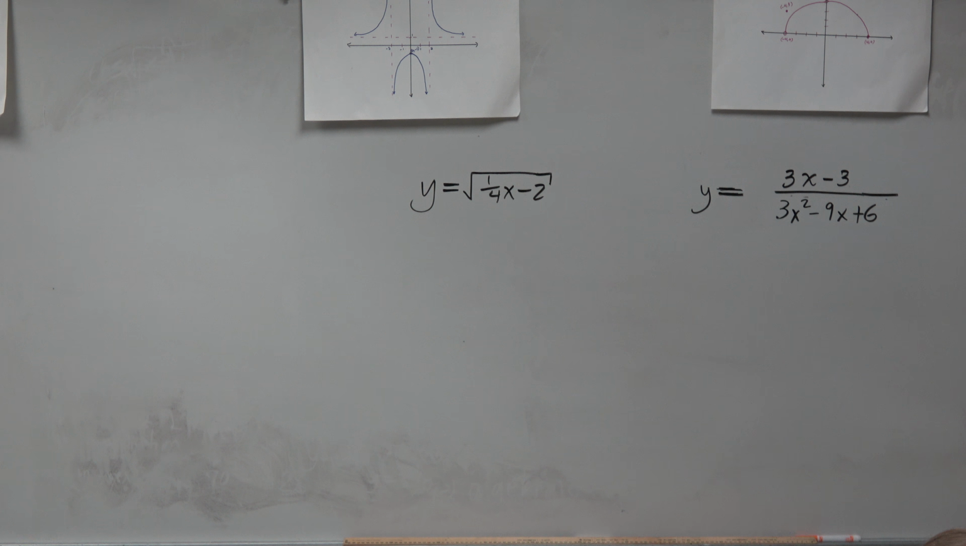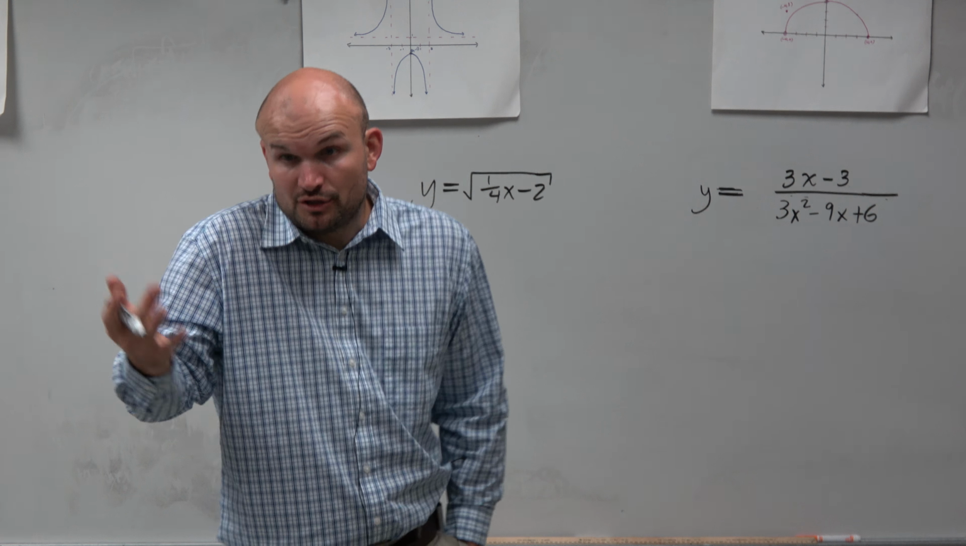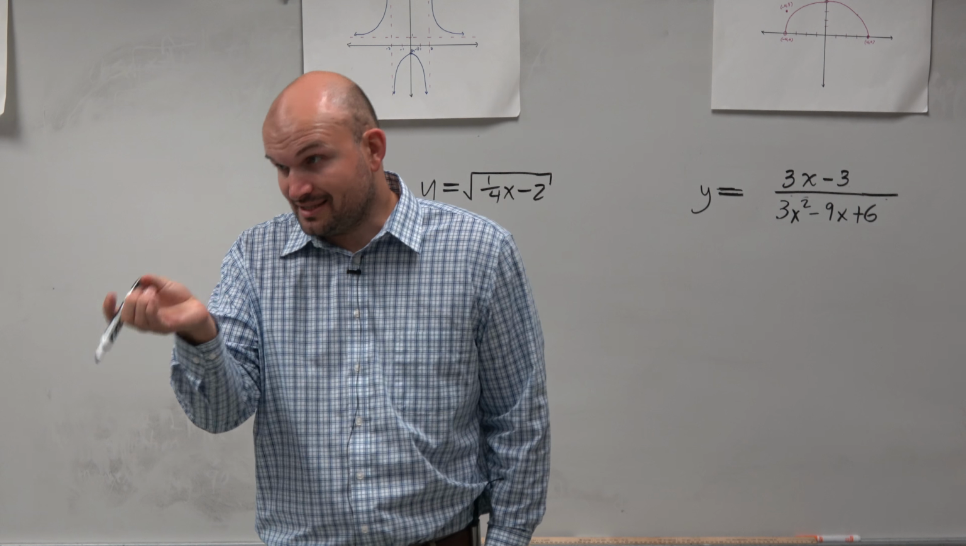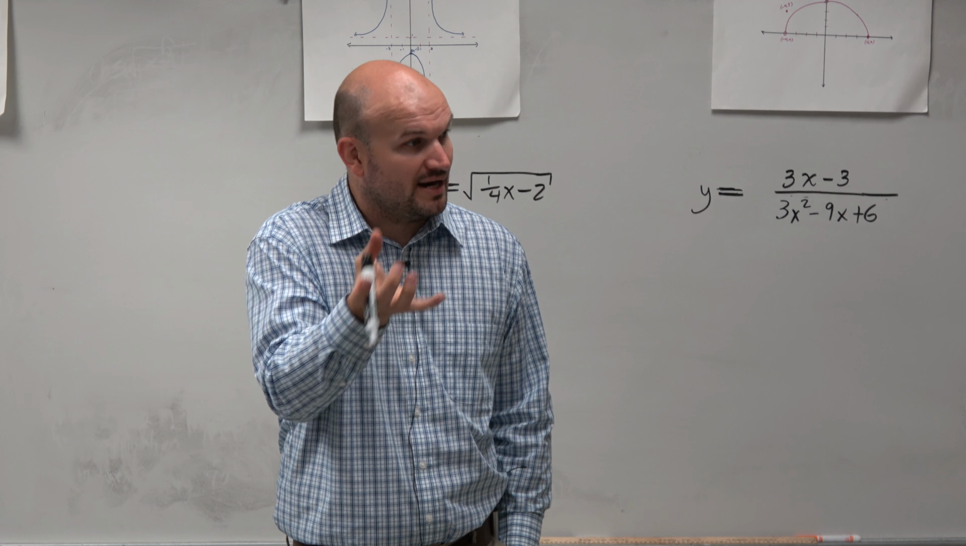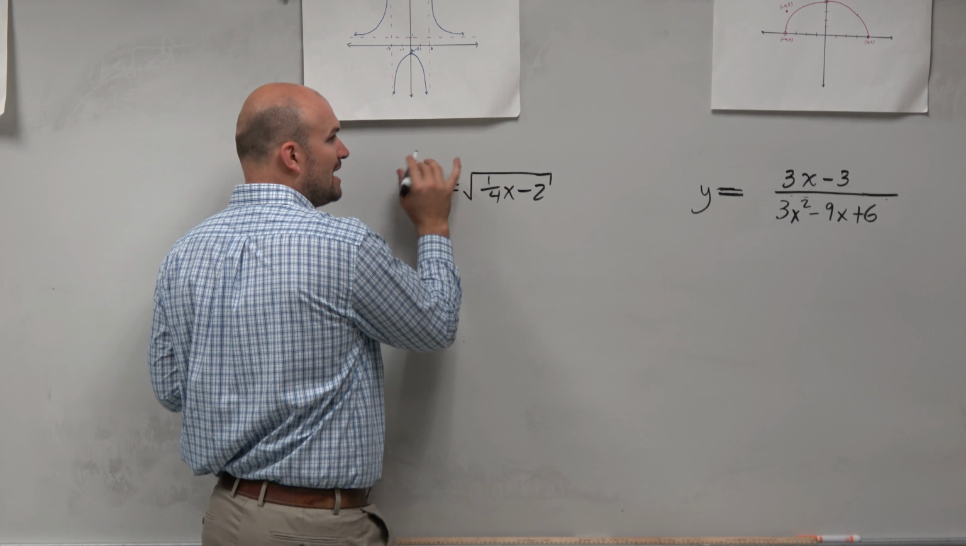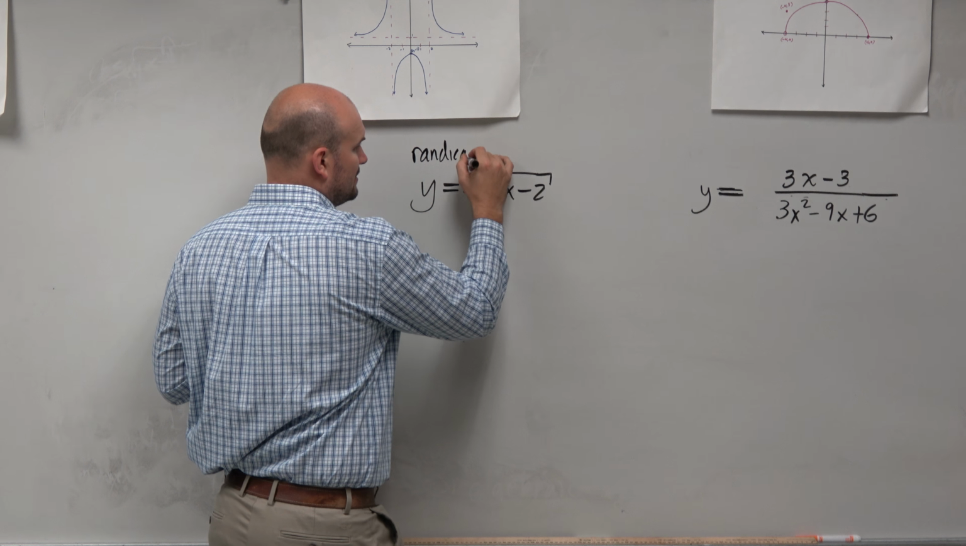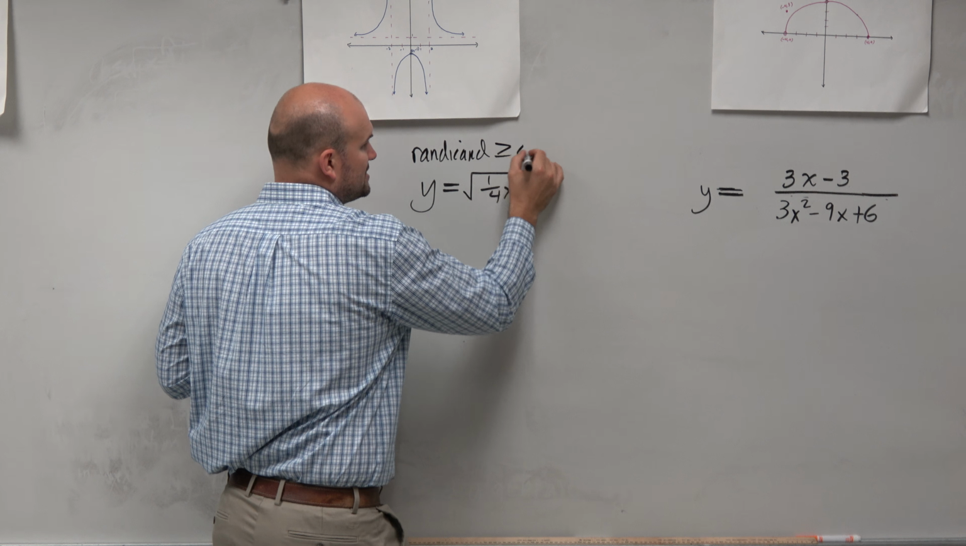OK, so in this example, guys, we see we have a radical where we have the square root, right? And based on what we have talked about and learned today, we know that you cannot take the square root of any number that's less than 0, right? It has to be positive. OK, so all I'm going to ask you guys to do when you see a radical, for right now, for today, is just set the radicand greater than or equal to 0.